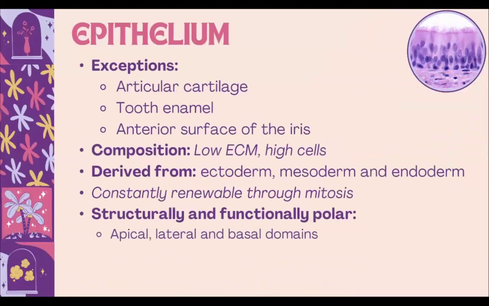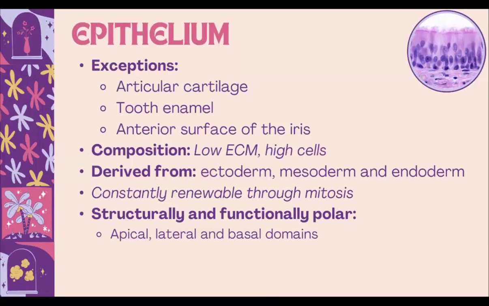So there's some exceptions to where you can find epithelium, and besides these exceptions, you'll find them everywhere else. So you will not find them in articular cartilage, so the one that's found for your joints. You won't find epithelium in your tooth enamel. You won't find what's called epithelium in the anterior surface of the iris. Just some exceptions, good to know.